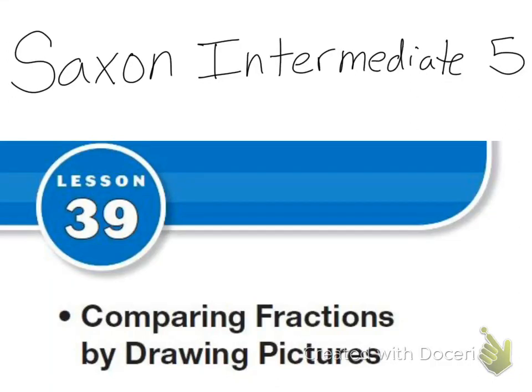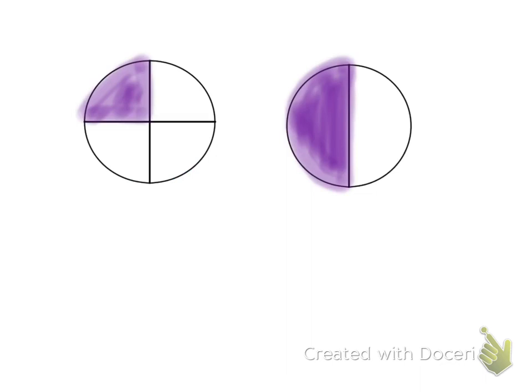Hi everyone, today's lesson is lesson 39, comparing fractions by drawing pictures. So here you can see on the left, 1/4 of my circle is shaded, and on the right, 1/2 of my circle is shaded. You can see that less of the circle on the left is shaded than the circle on the right. So I can use a comparison symbol to say that 1/4 is less than 1/2.